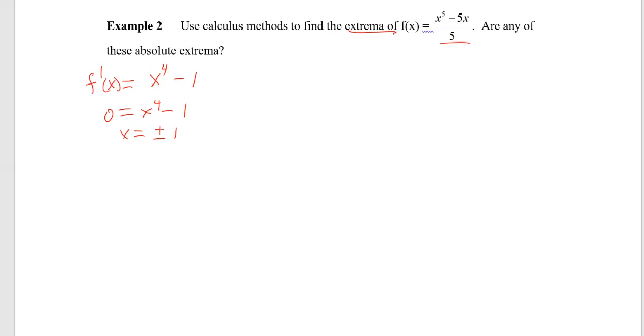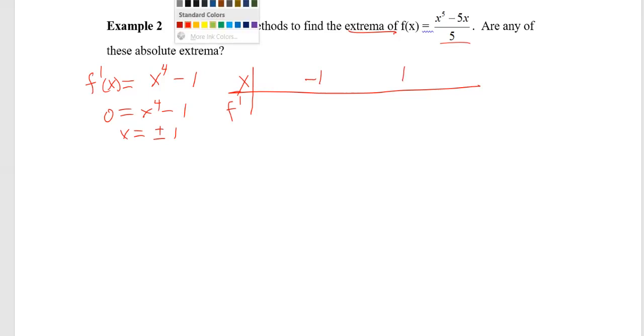And let's go ahead and set up our chart, x and f prime. So I have a negative 1 and we'll have a 1. That means we're going to have to test in here. We need something like a negative 2, a 0, and a 2. That should be fine.